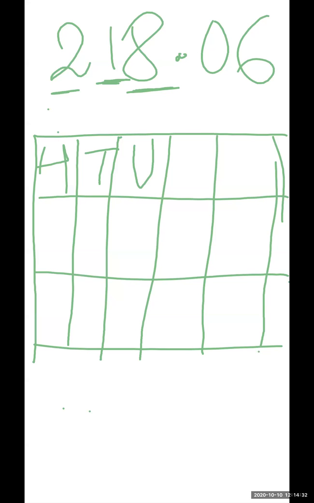Again I'm explaining. The number is 218.06 and we have to write the place value of this given number. So what we'll do? We'll make the columns.